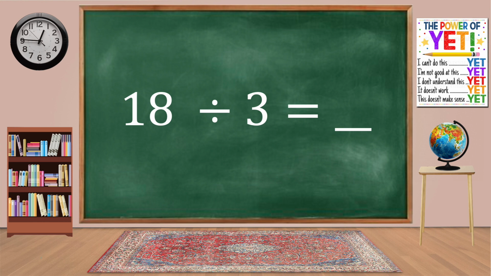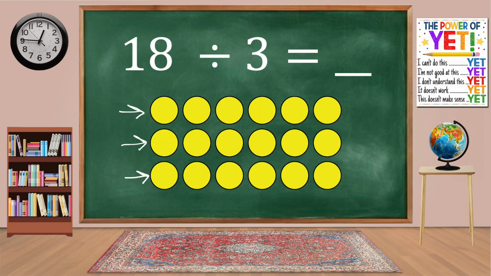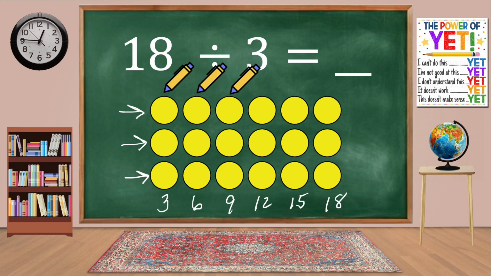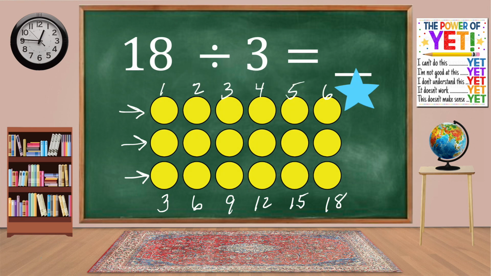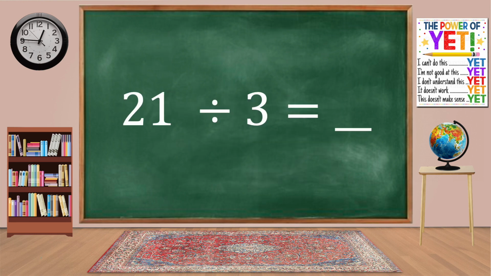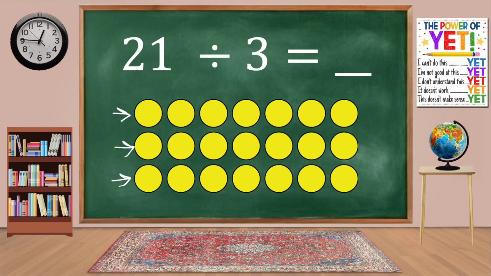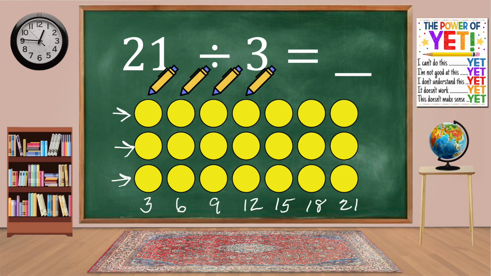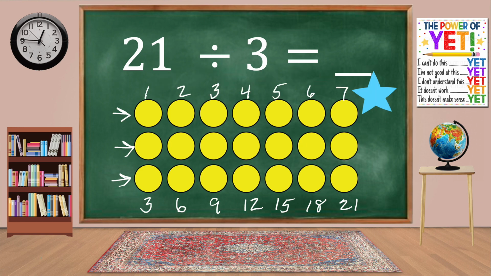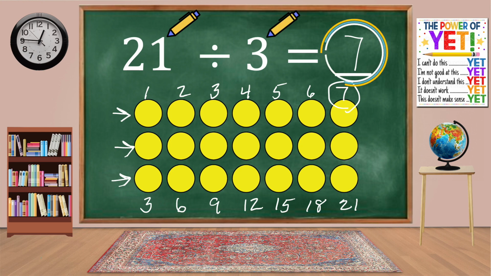18 divided by 3 equals blank. 3 rows. Skip count to 18. 3, 6, 9, 12, 15, 18. 6 columns. 18 divided by 3 equals 6. 21 divided by 3 equals blank. 3 rows. Skip count to 21. 3, 6, 9, 12, 15, 18, 21. 7 columns. 21 divided by 3 equals 7.